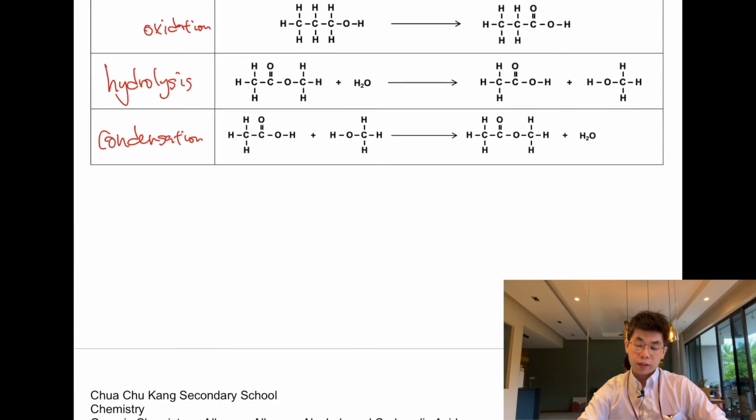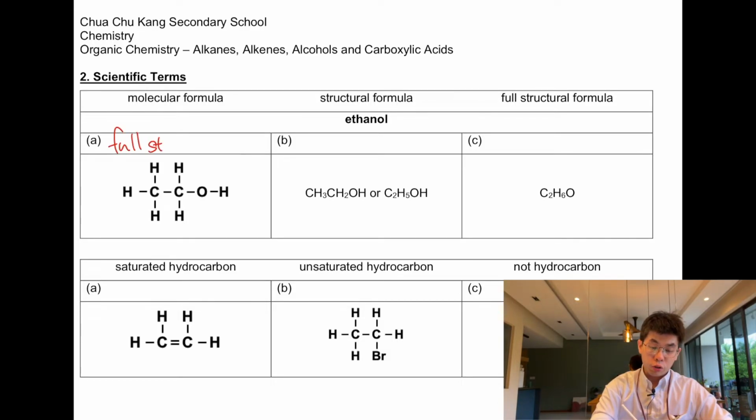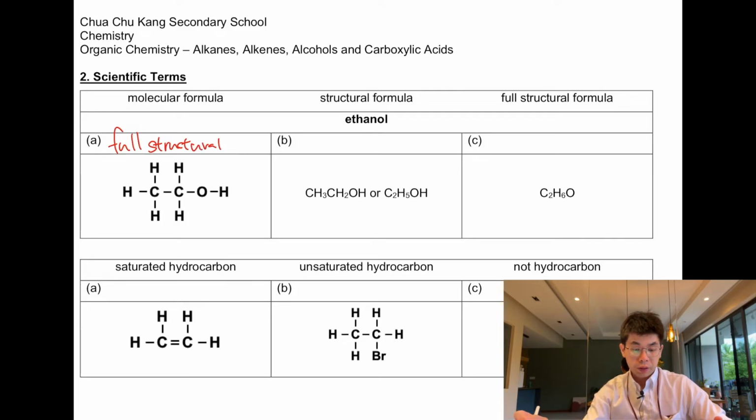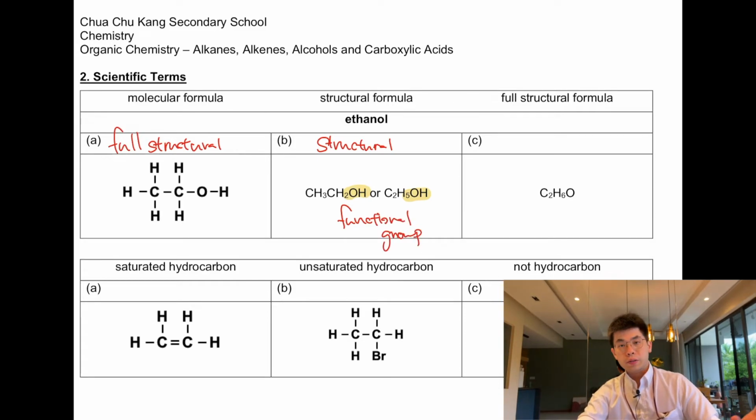Okay, so let's take a look at other words. Let's look at these three terms: molecular formula, structural formula, and full structural formula. The one on the left is called the full structural formula, which shows all of the bonds and all of the atoms present. Okay, this is very useful. You should use this all the time. Sometimes they can ask you for structural formula, and the important thing about structural formula is that it must show the functional group. If it shows the functional group, then it is useful because it tells you what the structure is like.